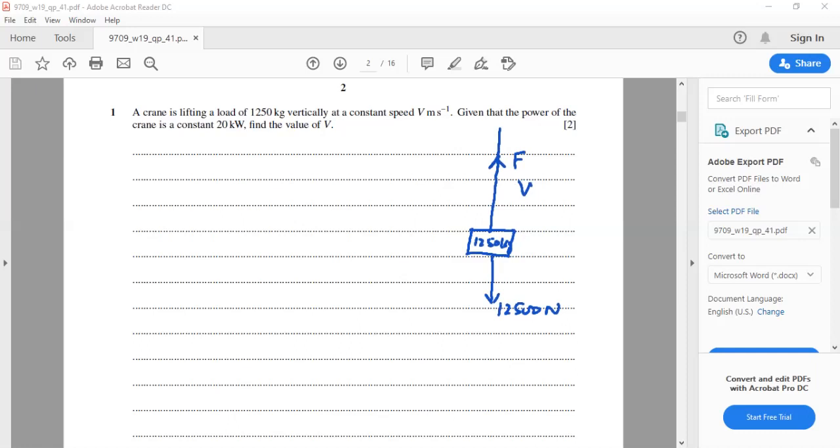So we have a formula for the power. Power is equal to force times speed. So speed is equal to power over force. The power is 20,000 watts and the force is 12,500. If you use the calculator and simplify it, this becomes 1.6 meters per second. Now let's go for the second one.